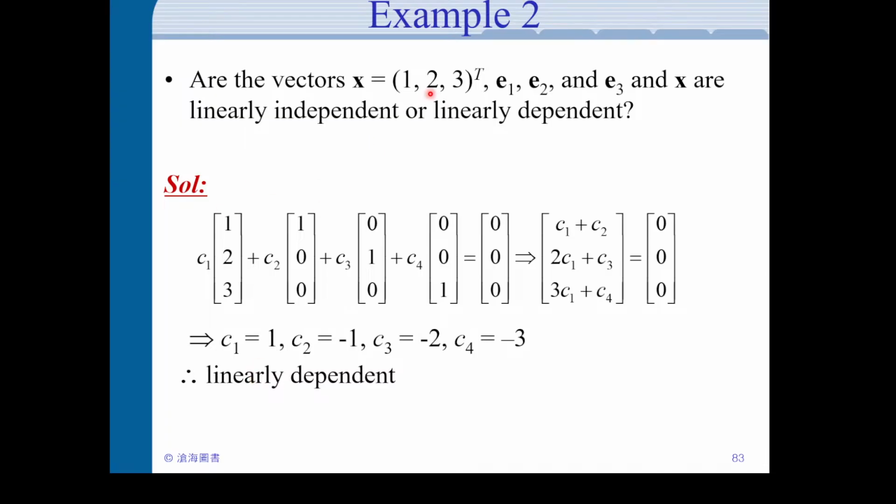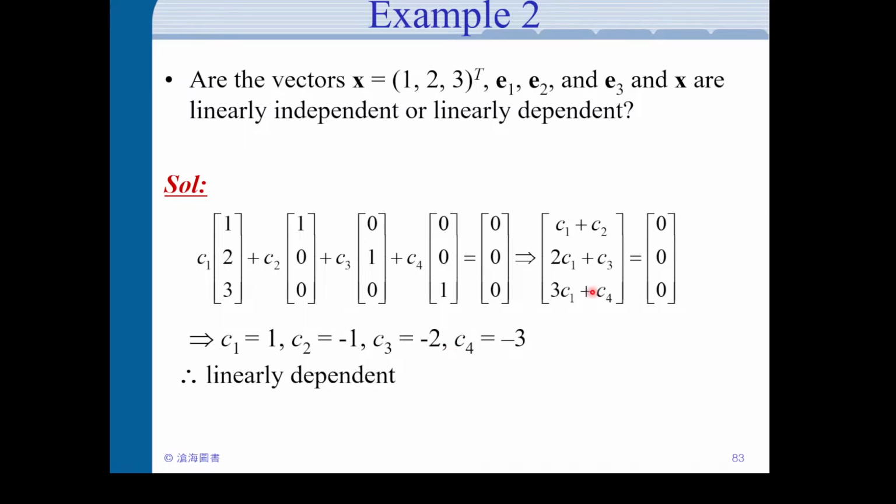Now we have 4 vectors and want to check whether they are linearly independent or linearly dependent. So the 4 vectors are x equal to 1, 2, 3, and e1, e2, e3. E1, e2, e3 are the standard vectors. Once again, we just use c1, c2, c3, c4 equals 0 and solve this equation. And we see that we can find a solution such that the coefficients are not all 0, but this summation equals the 0 vector.